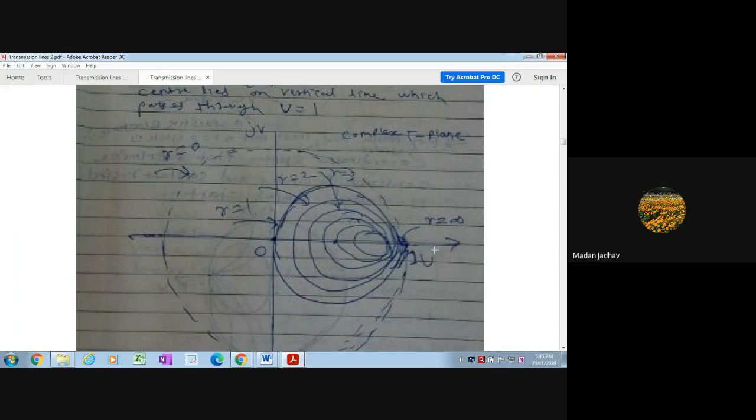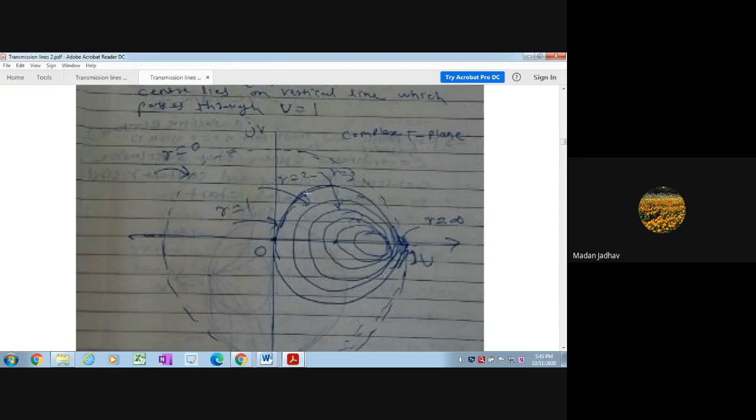This is the imaginary part jv, and this is the real part. Okay, now the circle R equal to 0 passes through the center of the Smith chart. R equal to infinity means if you are moving from the left side to the right side, then the circle size will be reduced, and here you will get the circle of radius R equal to infinity. These circles are called the resistance circles.